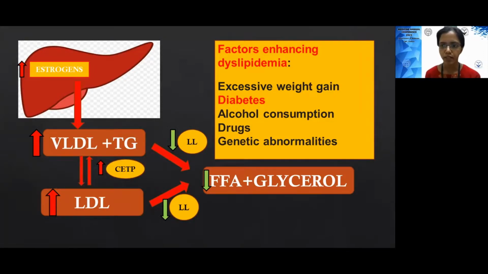There are certain factors which enhance this dyslipidemia. These are excessive weight gain, diabetes, alcohol consumption, drugs, and certain genetic abnormalities. In our patient, diabetes was the probable factor which was worsening the existing dyslipidemia.